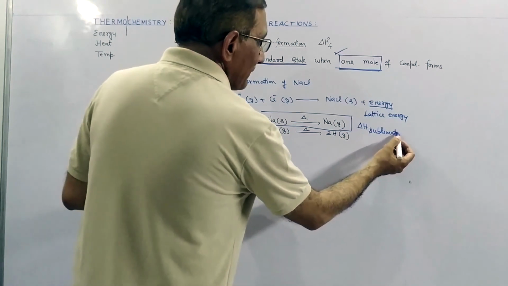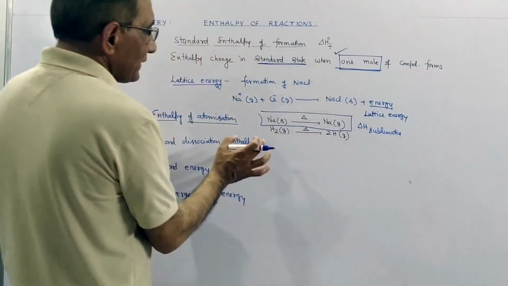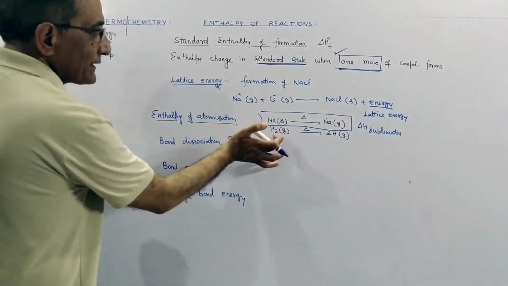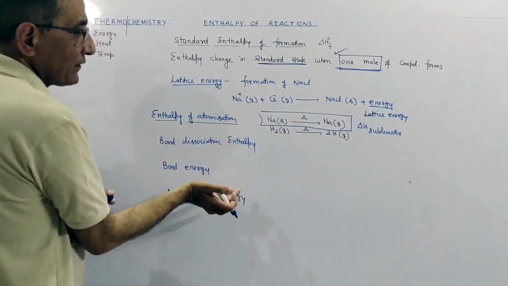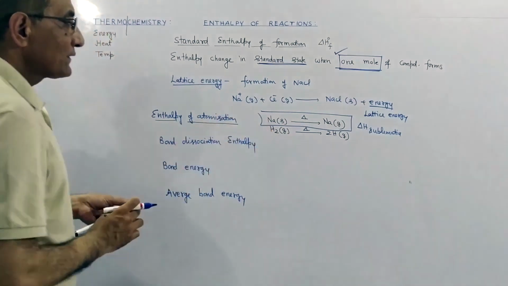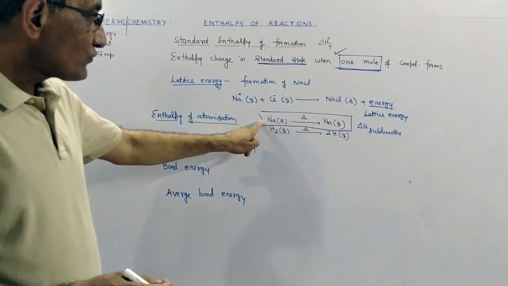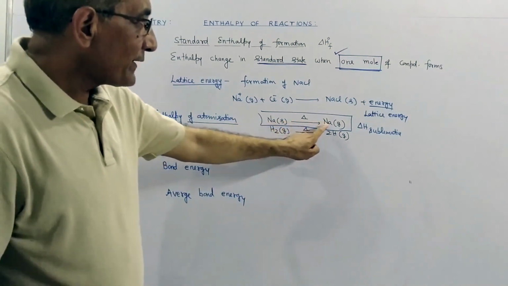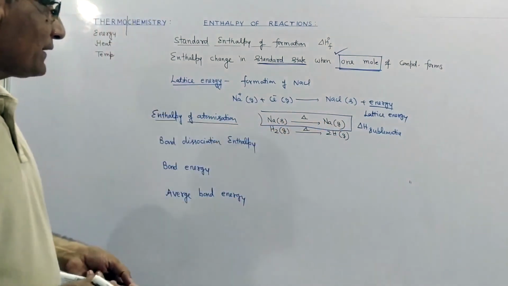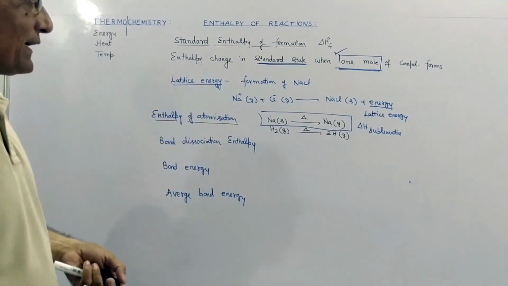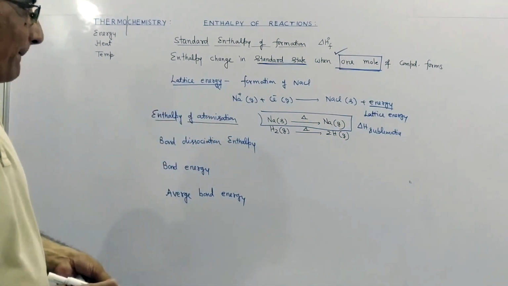In case of elements, in this case it will not be delta H sublimation because it is present already in gaseous state. But in case of elements that are always found in solid state, and sodium solid is converting into sodium gas, here it will be enthalpy of atomization as well as delta H of sublimation.